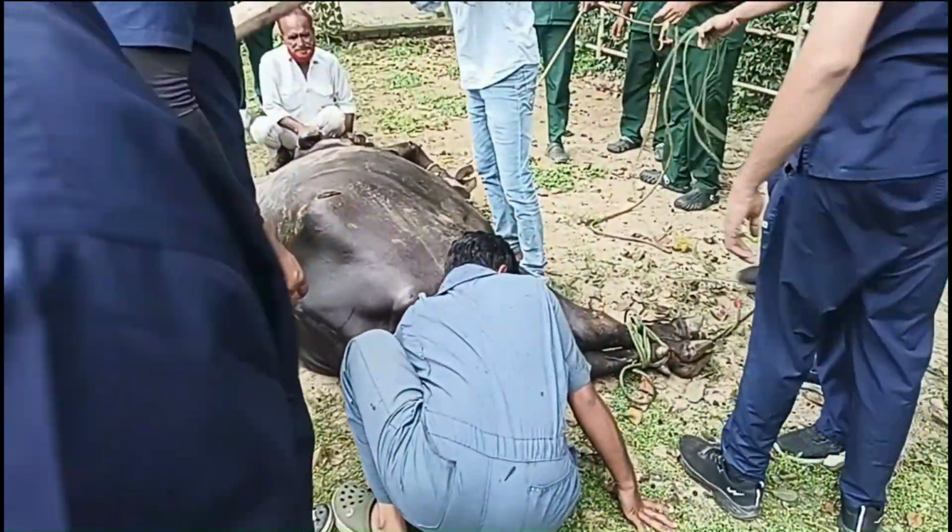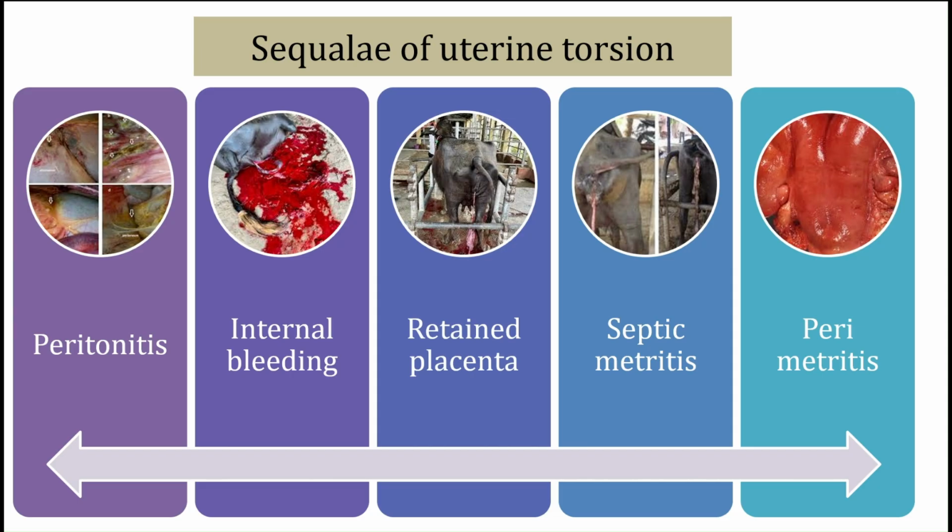So this is how we roll the animal, and after that we will check whether the uterine torsion has been corrected or not. If it has not come to the normal position, we will do 1 or 2 more rolls. These are the sequelae of uterine torsion: in delayed cases, or if it is not treated, it will lead to peritonitis, internal bleeding, retained placenta, septic metritis and perimetritis.